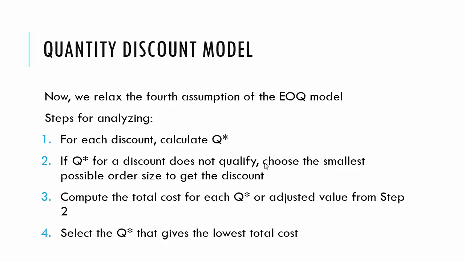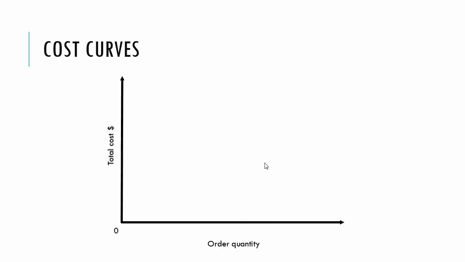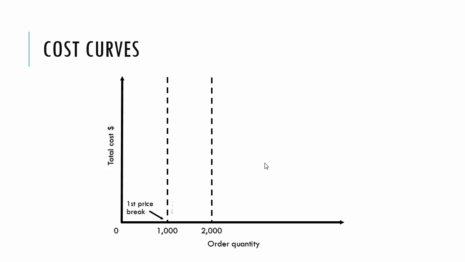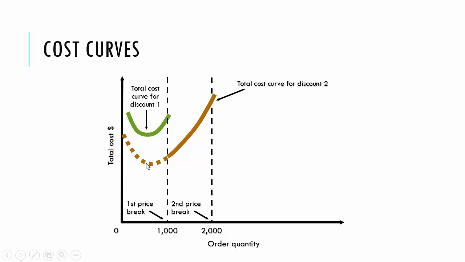So why do we need to do the adjustment in step 2? Here are the different cost curves, with order quantity on the x-axis and total cost on the y-axis. First price break, second price break. We see total cost for discount 1 falls as we would expect, but something less than 1,000. When we calculate Q star for the second one, for the 1,000, we're going to use $4.80, not the $5. Well, the real Q star might be over here, and the problem is we don't get the discount over here, so we have to bump it up to the minimum to get the discount, which would be 1,000.